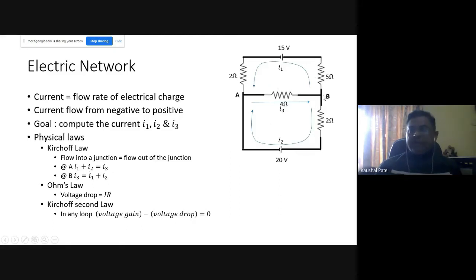In the second one, at junction B, we have one incoming current and two outgoing currents. So I3 is equal to I1 plus I2. Then we go with Ohm's law, the voltage drop across the resistance. Resistance always drops the voltage, and the battery supplies the current. From Kirchhoff's second law, the voltage gain minus the voltage drop across a closed circuit is zero. Using these laws, we can formulate the network equations.